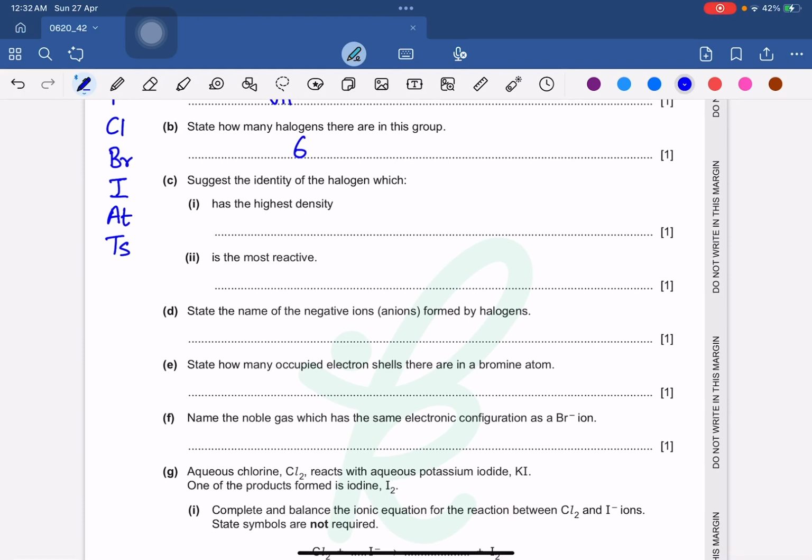Suggest the identity of the halogen which has the highest density. So we know as we move down the group, the density increases. So the highest density will be of tennessine, but I will write it as Ts2, as halogens are diatomic. Next is the most reactive. So we know as we move down the group in group 7, the reactivity decreases. So fluorine is the most reactive.